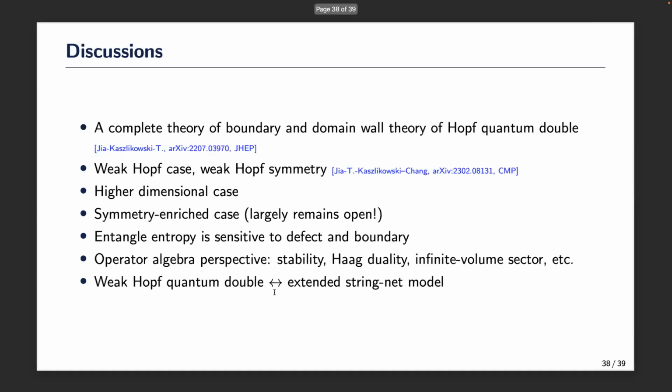And finally, let me make a summary of the talk. In a previous paper, we gave a theory of boundary and domain wall of the Hopf quantum double, and in this talk we generalize the results to the weak Hopf case. But there is also a lot of work to be done, which may be the future direction, but I'm not sure. So I'm going to stop here. Thank you.